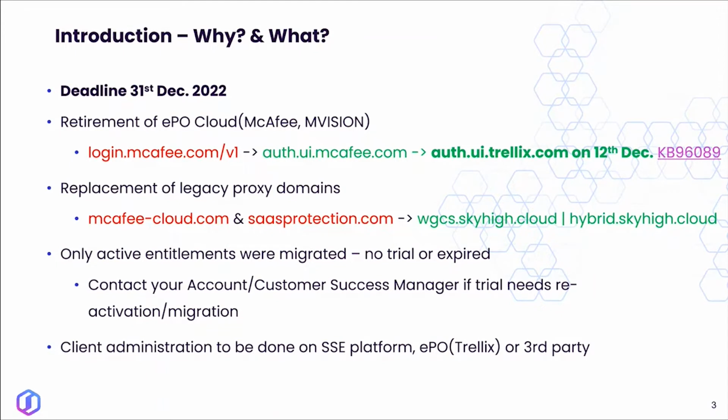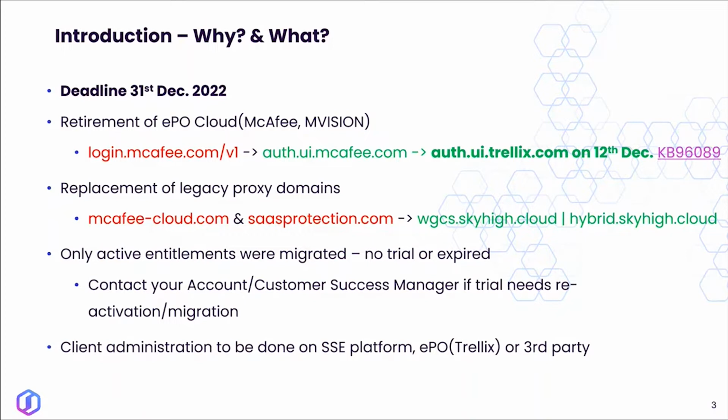With this migration, we also want to replace legacy proxy domains. So the policy in your MCP/SCP, where you address your cloud proxies or your user traffic into our cloud proxies. So far, you have used McAfeeCloud.com or SaaSprotection.com, but these need to be replaced by WGCS or hybrid.skyhigh.cloud, depending on the environment. The default one in the cloud environment is WGCS. If you have a sync with an on-prem proxy, then you use hybrid.skyhigh.cloud.